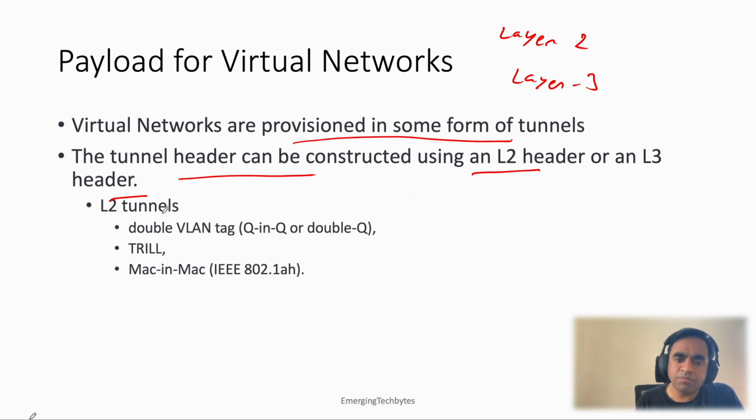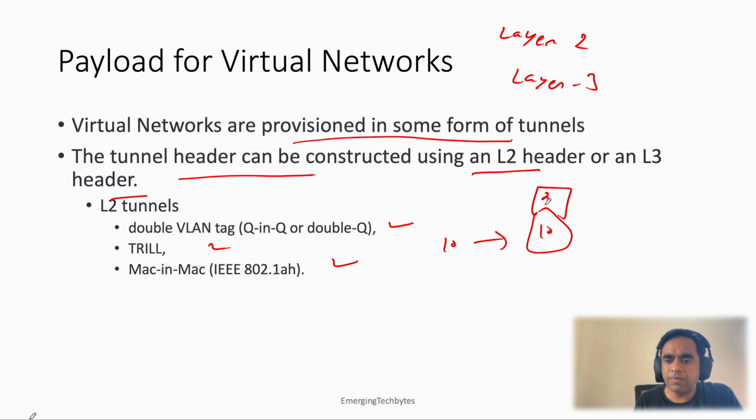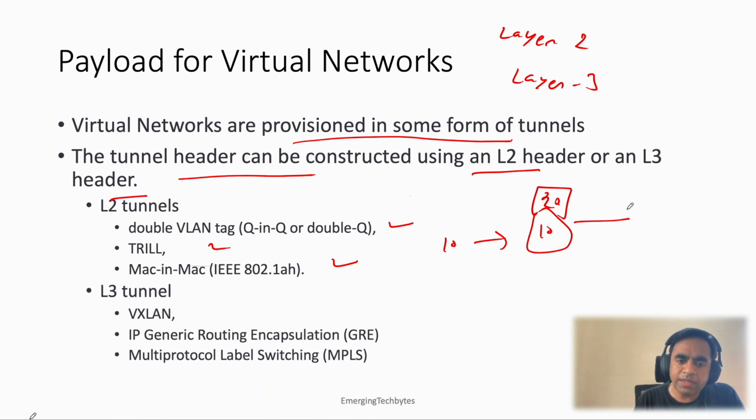Let's look at some of the examples. Q in Q, TRILL, MAC in MAC. These are all examples of layer 2 tunneling, where you have a VLAN 10, Q in Q, you encapsulate that VLAN 10 into another VLAN and you carry that in the network. The network nodes will not see the inner tag. Same way TRILL and MAC in MAC work. The examples for layer 3 are your VXLAN, GRE, or MPLS. Even MPLS is also some form of tunneling.